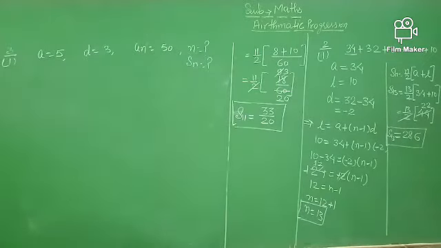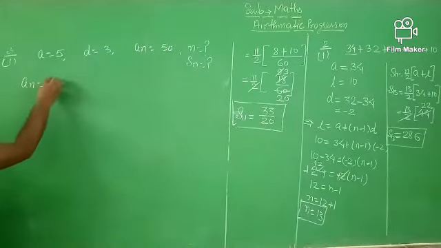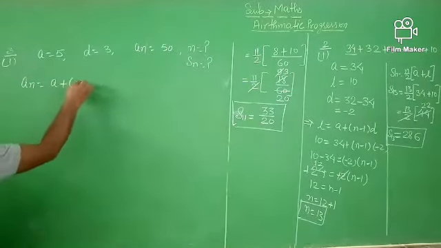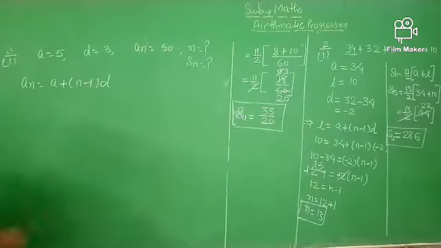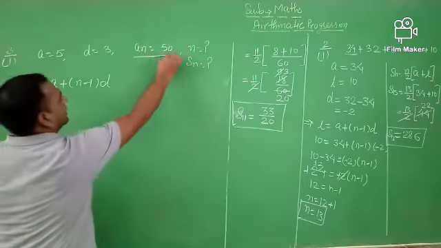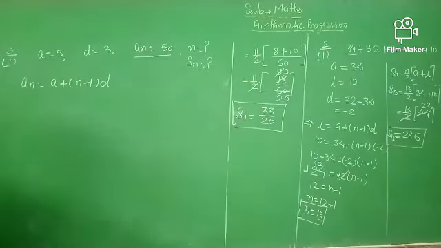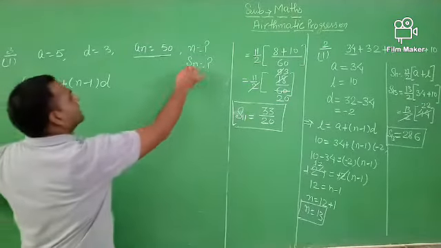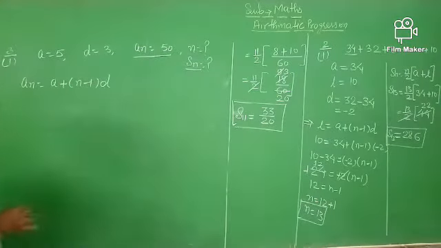Here an is given, an means the last term is given, so the formula is an is equal to a plus (n minus 1) into d. Here an is equal to 50, so you apply the formula an is equal to a plus (n minus 1) into d. With the help of this formula, you can find the value of n, because for the sum of the n terms, n is necessary.